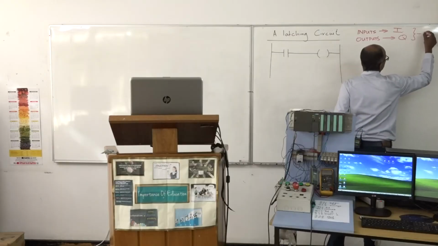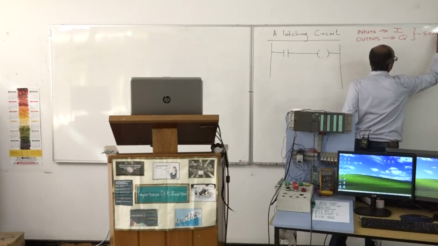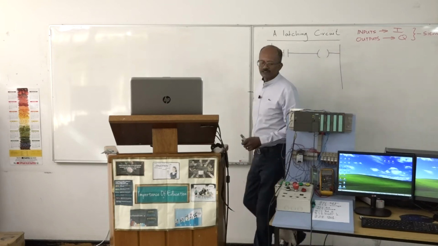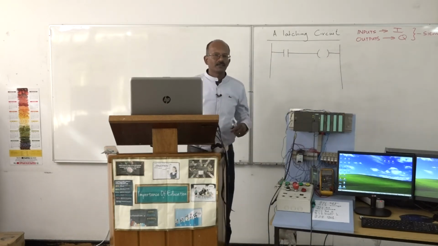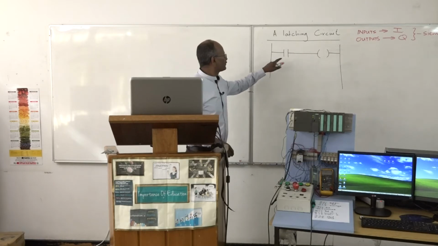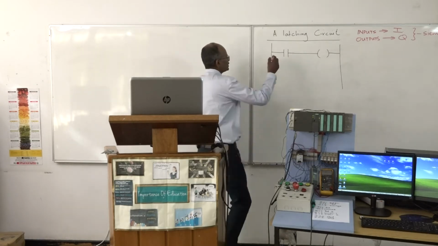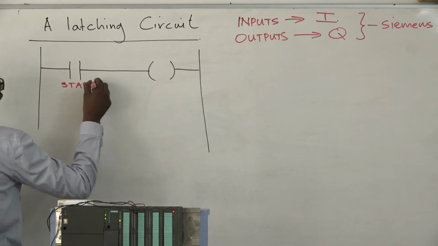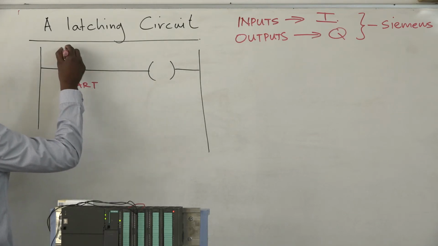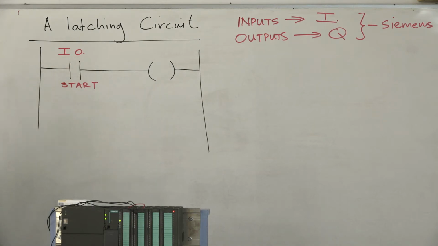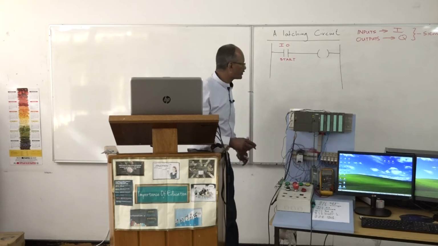This is because I'm using the Siemens PLC here, and I've configured my hardware so that my inputs are I's and my outputs are Q's. So my first switch, which is actually my start button, I'm going to give it an address I0.3.